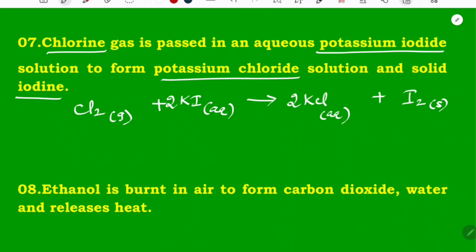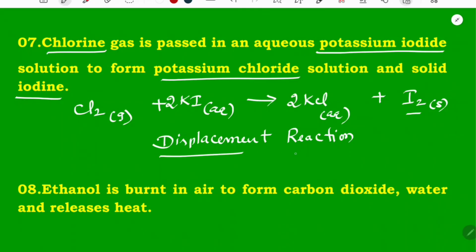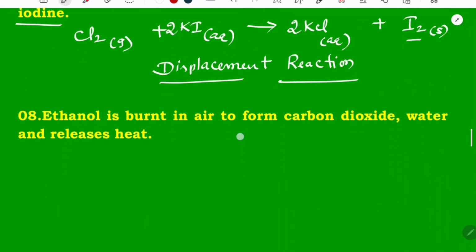Chlorine displaces iodine. So we can say this is a displacement reaction. Why? Because chlorine is more reactive than iodine. So that's why chlorine can displace the iodine from the potassium iodide, and iodine is formed separately. So it is simply a displacement reaction. So okay, easy. So next.